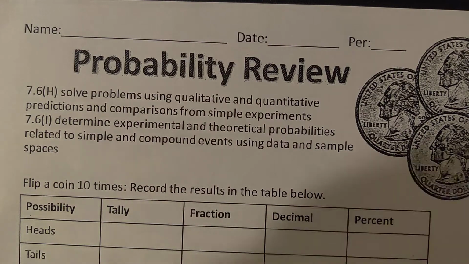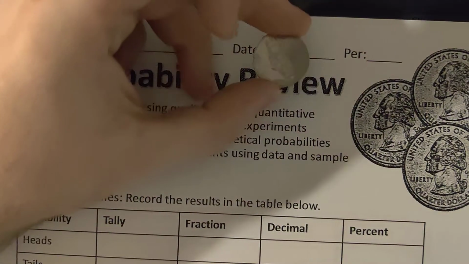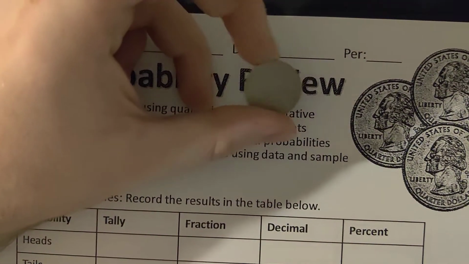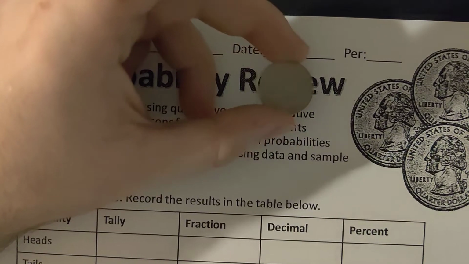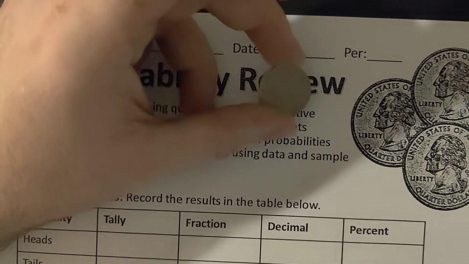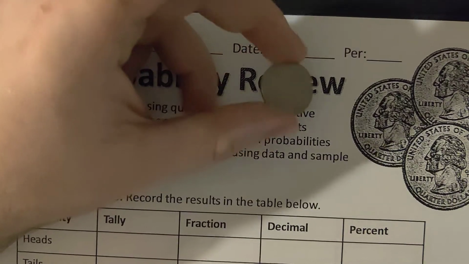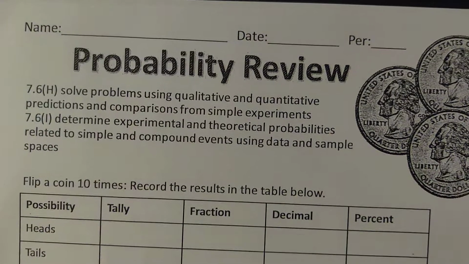Now, what I want you to do is find a coin. I've got a nickel here. If you don't have a coin on hand, go to Google and type in "flip a coin." You'll have a little site where you can flip a digital coin, and it works effectively the same way. So we're going to flip a coin.